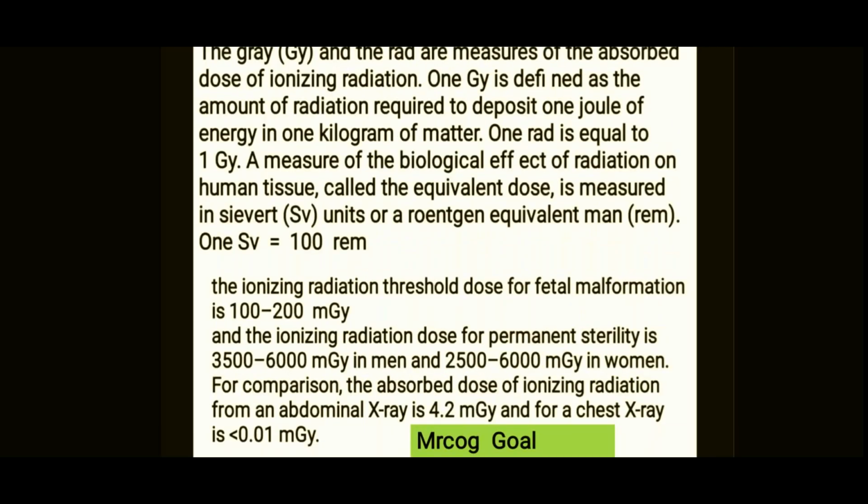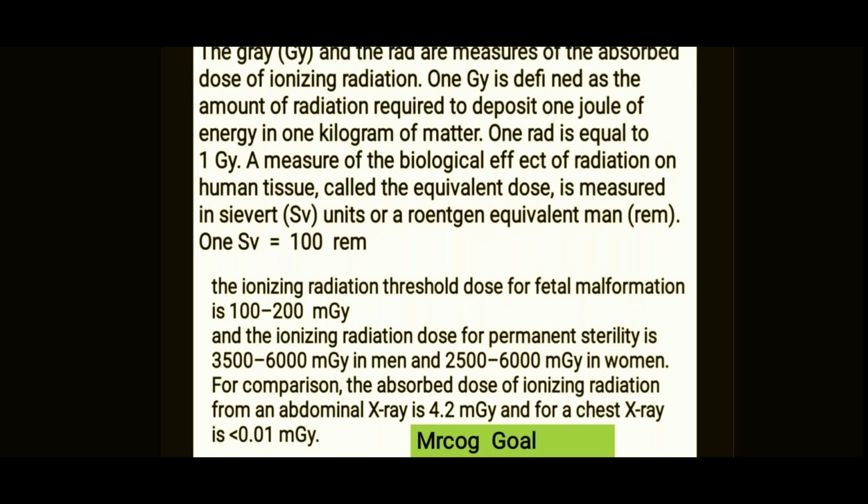The ionizing radiation threshold dose for fetal malformation. So these are all the questions that are generally asked. So I've kept a summary of them. So the fetal malformation can be caused by radiations of around 100 to 200 milligrays.